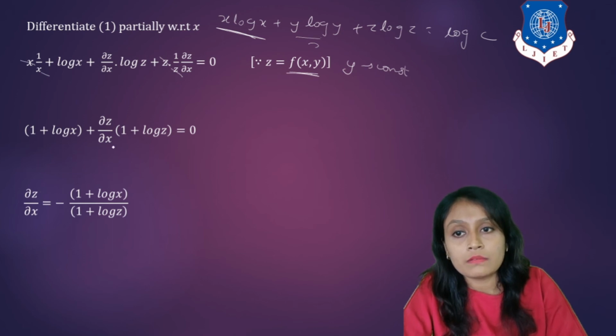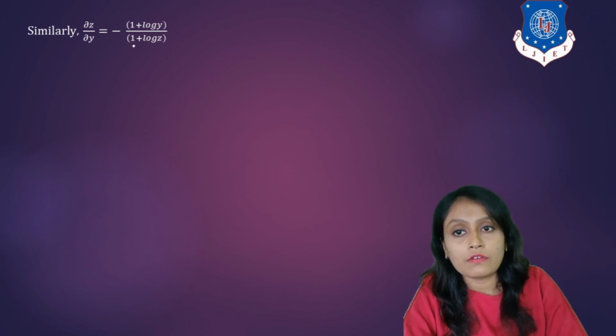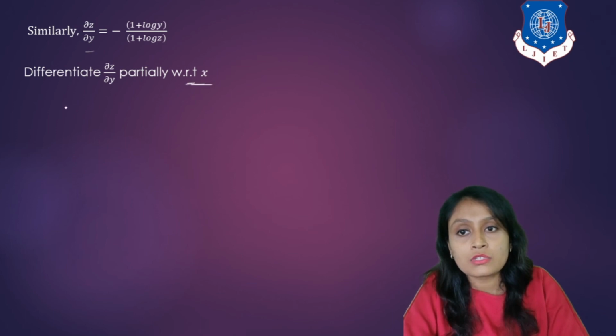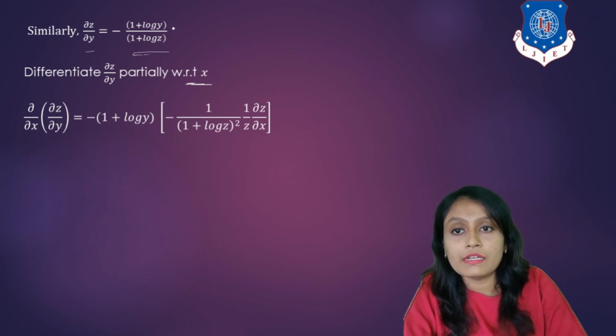Next, make this del z by del x the subject. So you will get minus (1 plus log x) upon (1 plus log z). Okay, next similarly we can find del z by del y as minus (1 plus log y) upon (1 plus log z). Okay, next one. Now we will differentiate this del z by del y with respect to x. So we will get here del by del x of del z by del y. Okay, now we will differentiate this term with respect to x. So y will remain constant.